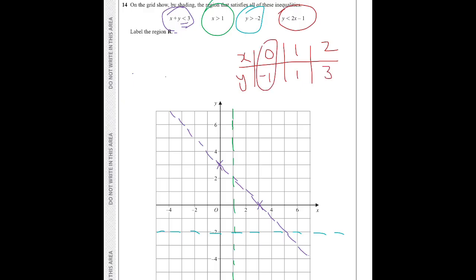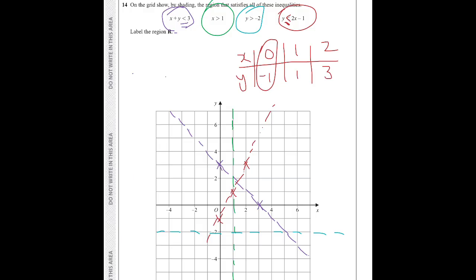Let's plot these coordinates. 0, -1, which is down here. 1, 1 is up here. Apologies, I got the first point wrong. 0, -1 actually is here. 1, 1 is here. 2, 3 is up here. And again, if we had the extra line like that, it would be a solid line. But because they're all strictly greater and strictly less, we have to do dotted lines for all of these.